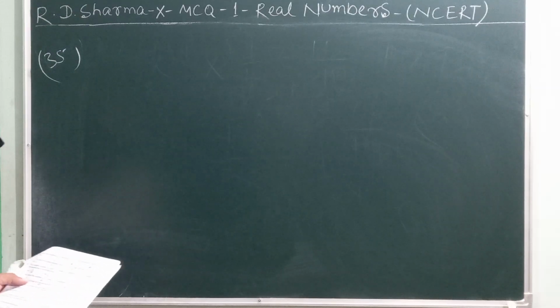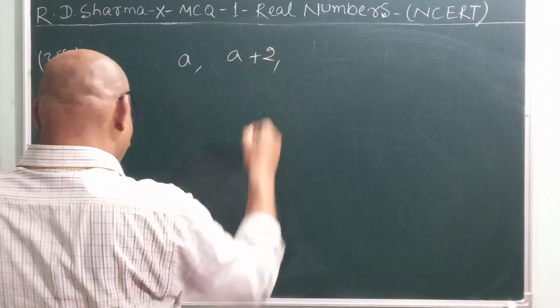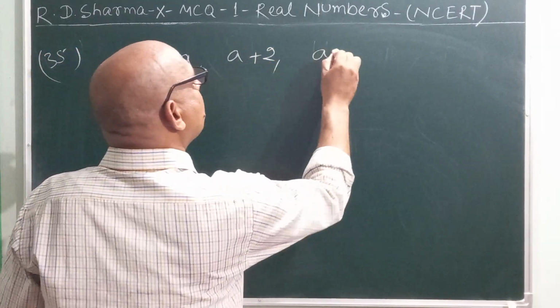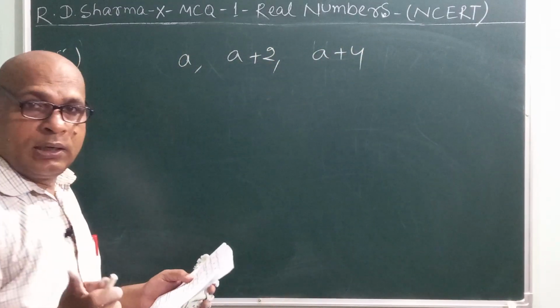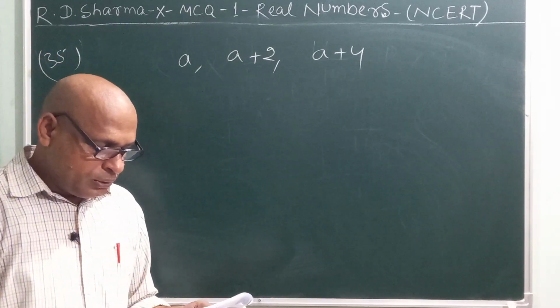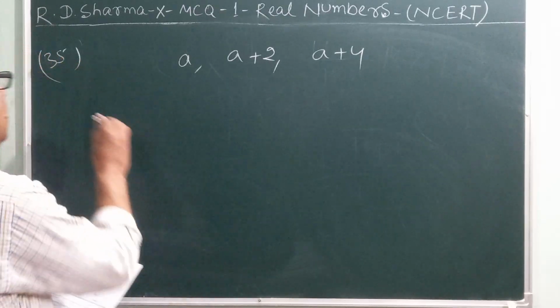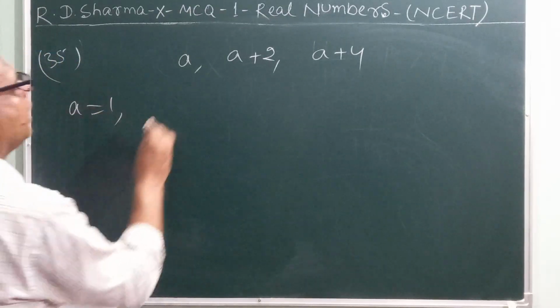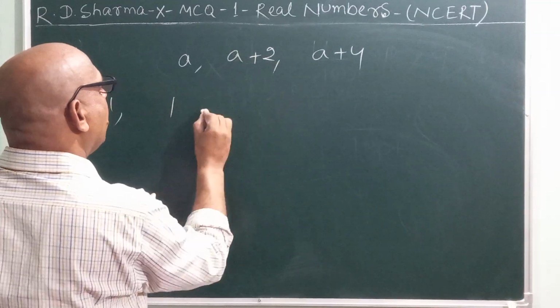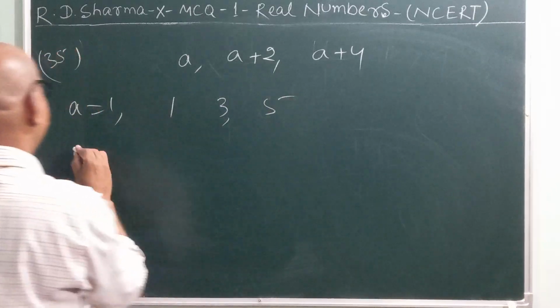Any one of the numbers a plus 2, a plus 4. The question: any one of the numbers a plus 2 and a plus 4 is a multiple of dash. Suppose a equals 1. Then 1 plus 2 is 3, and 1 plus 4 is 5.